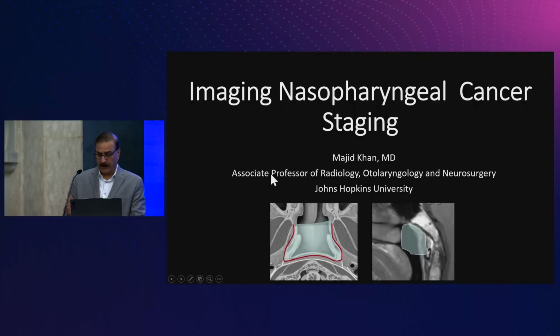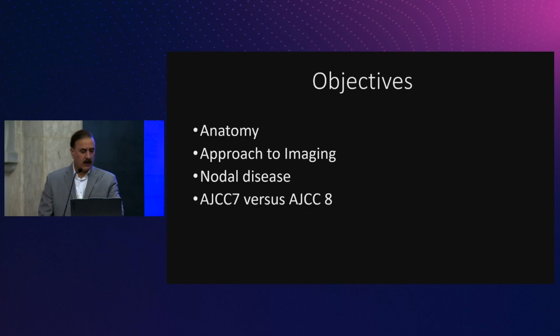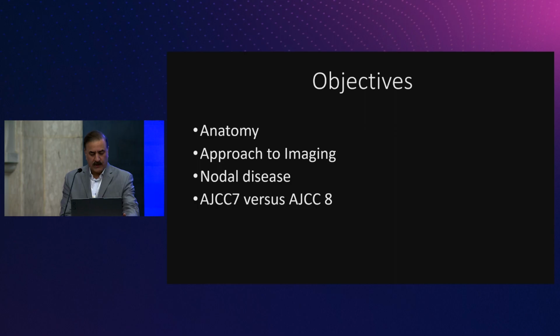Okay, so let's get started with the nasopharyngeal cancer staging. We'll be talking about nasopharyngeal anatomy and the approach to imaging for nasopharyngeal cancers. We'll go over some nodal disease, which Dr. Allah has already gone over nicely. And then we'll see the differences between AJCC 7 and the new AJCC 8, and what's coming in the later part of 2025 with AJCC 9.